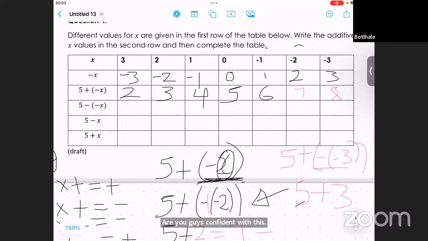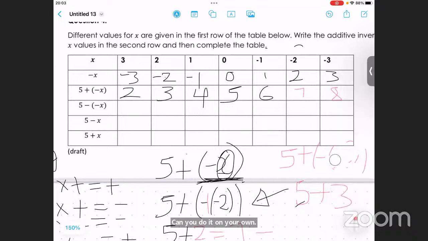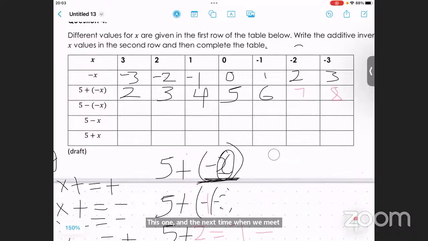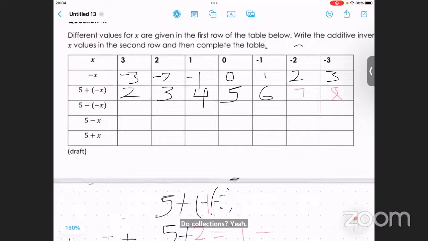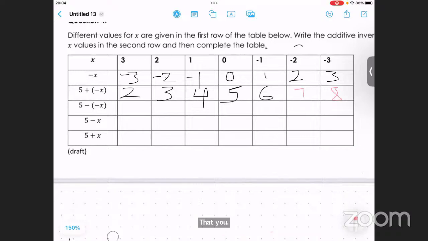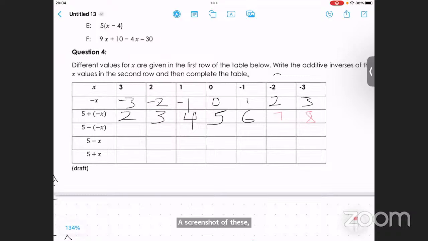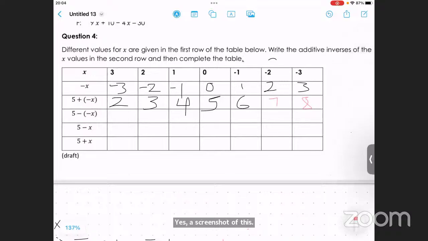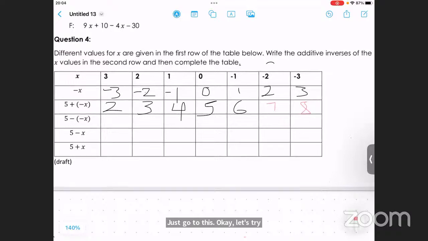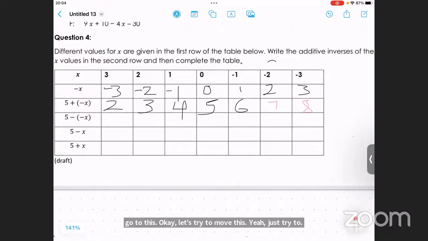Okay, because I want you to finish off this one, and the next time when we meet, we're going to do corrections. Just make sure that you take a screenshot of these, and then do it on your own, and we will complete this when we meet next time. Did you all get it?